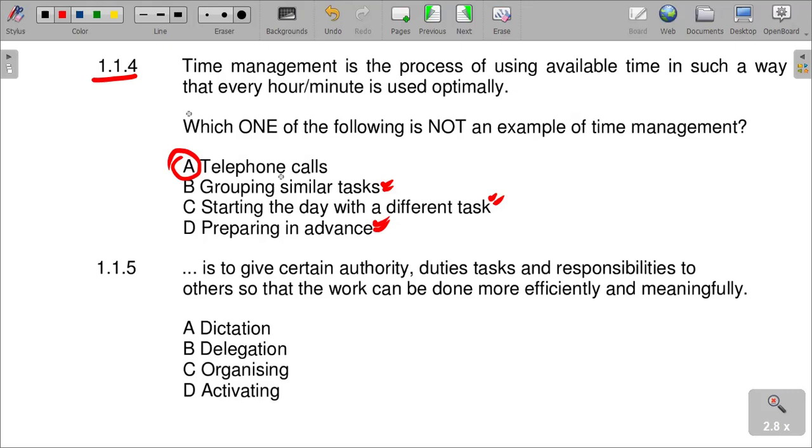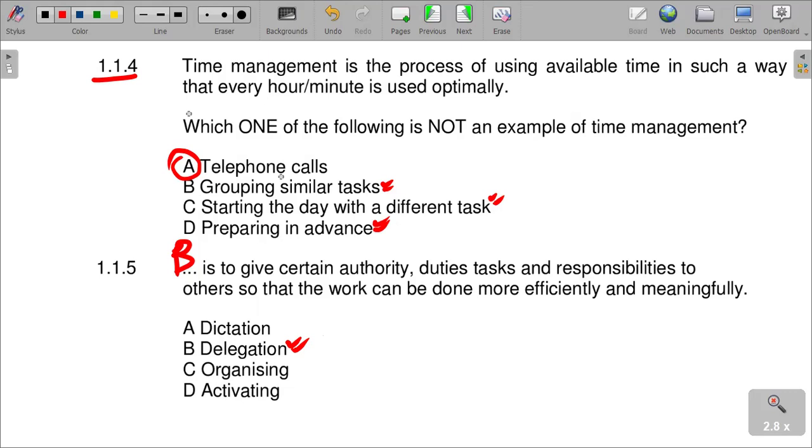Delegation is to give certain authority, duties, tasks, and responsibility to others so that the work can be done more efficiently and meaningfully. When work is to be done, we talk about delegation, assigning duties and responsibilities to other people in order to share the workload. So work has to be delegated. Delegation is the right answer, which is to give certain authority, duties, tasks and responsibilities to others.